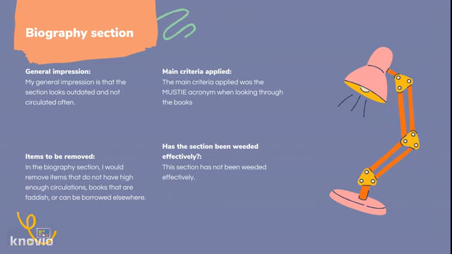And then the main criteria applied was the MUSTY acronym when looking through the books, which again falls under the CREW method. Items to be removed in the biography section: I would remove items that do not have high enough circulation, books that are faddish, or can be borrowed elsewhere, like an ILL, interlibrary loan.